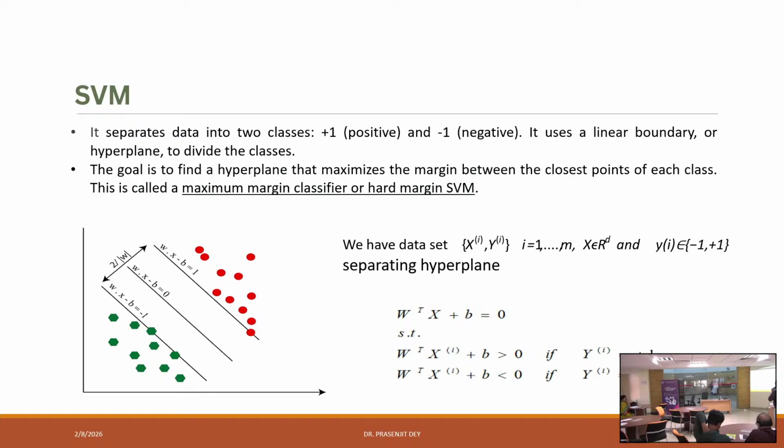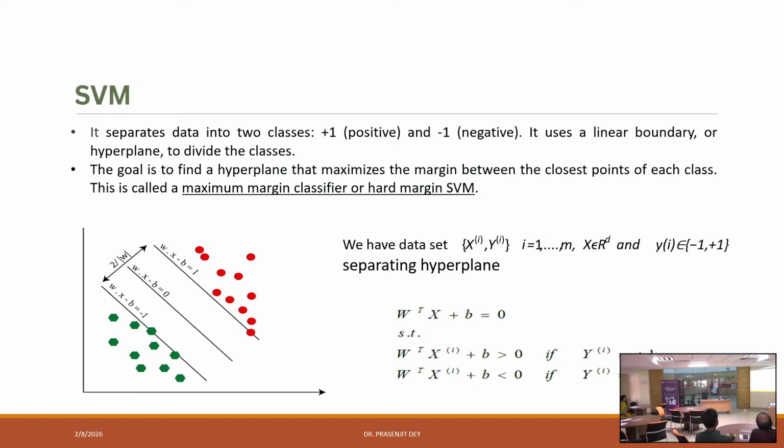So basically it separates the data points into two classes, positive or negative. It uses a linear decision boundary, a hyperplane, to divide the classes. The goal is to find the hyperplane that maximizes the margin between the closest data points of each class, or support vectors. This is called the maximum margin classifier or hard margin classifier. So suppose in this example the data are x, and x may be a two-dimensional vector having values x1 and x2, and y is either label 1 or label 2.